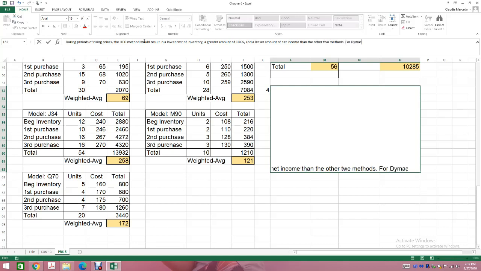For Dymac, for this particular company, Dymac Appliances, the LIFO method would be preferred for the current year because it will result in a lesser amount of income tax.